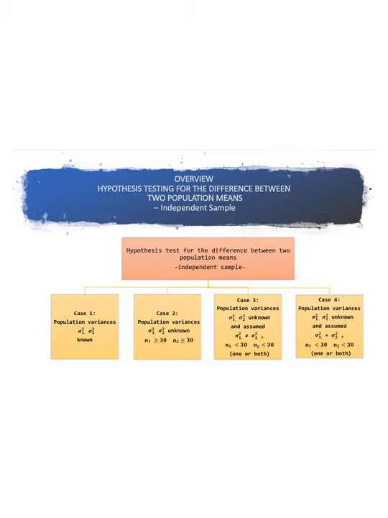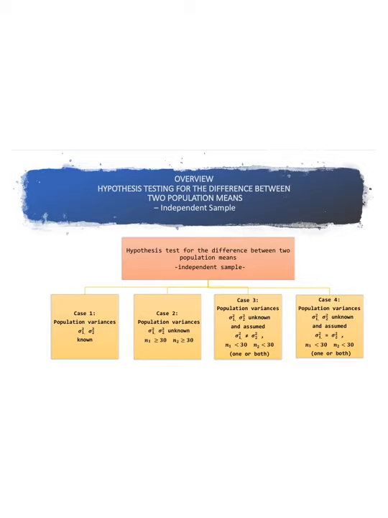If you still remember during our estimation topic, we already covered estimation for independent samples, right, which we have 4 different cases. The same goes for this topic. For hypothesis testing, we also have 4 different cases to test the difference between two population means for independent samples.